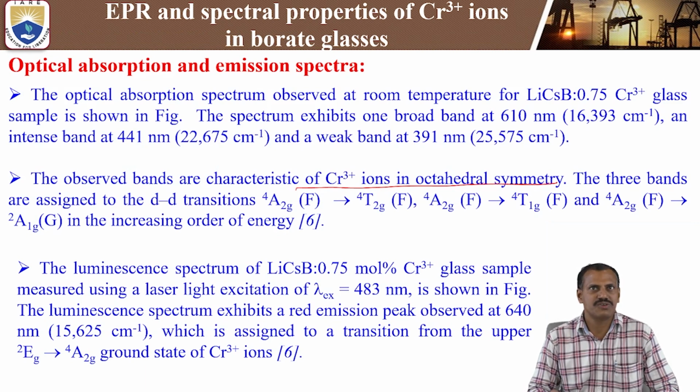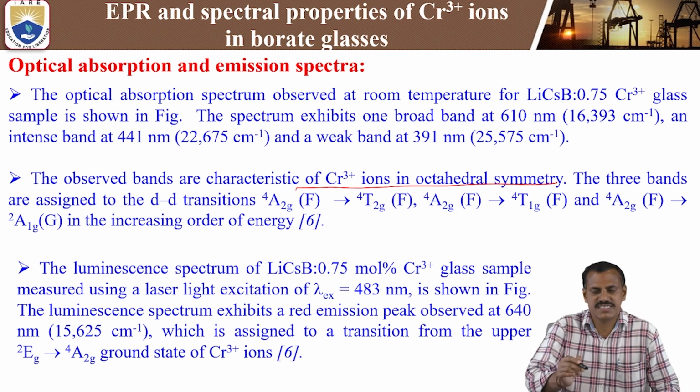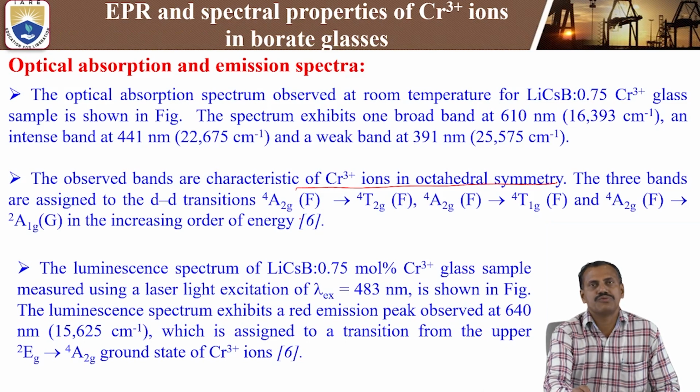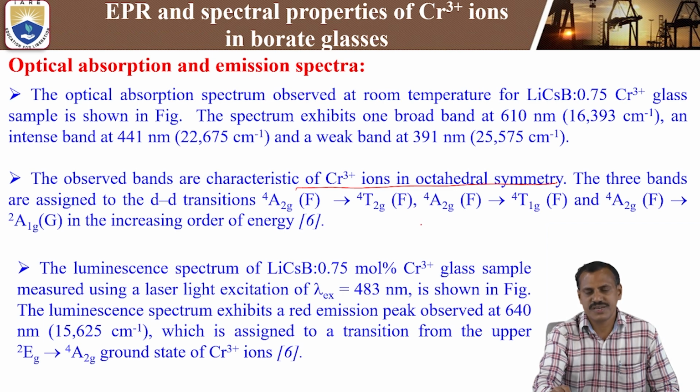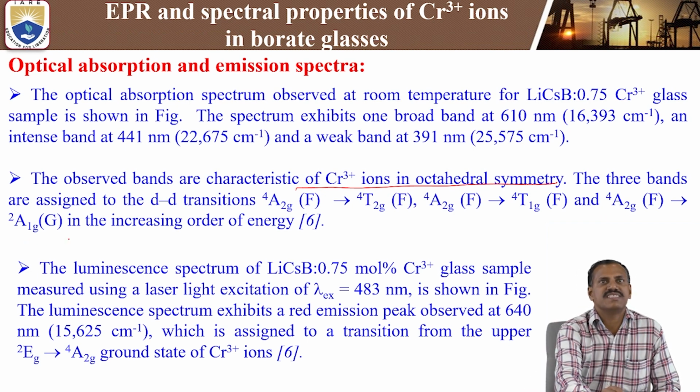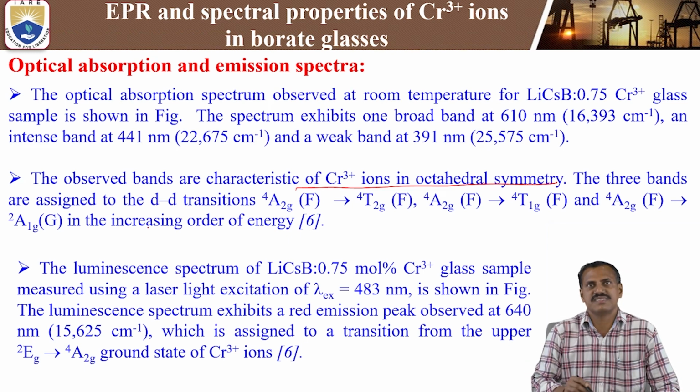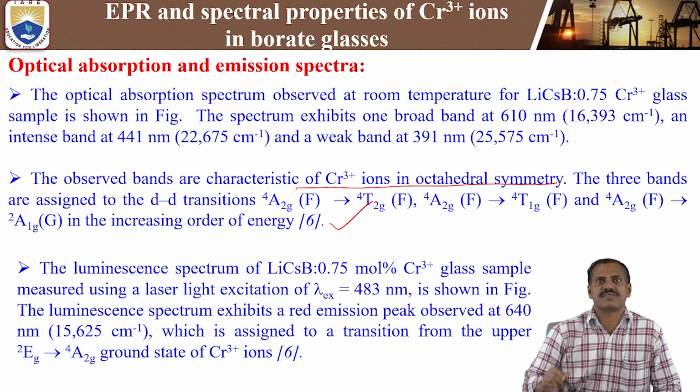The three bands are assigned to the d-d transitions, that means d orbital transitions, because the chromium 3 plus ion is a transition metal whose transitions come from the d orbital. So the d-d transitions are: quartet 4A2g(F) to quartet 4T2g(F), that is the first transition. The other one is quartet 4A2g(F) to quartet 4T1g(F). The next is 4A2g to 4T1g(P), in the increasing order of energies. These are what we observe from the absorption spectrum.